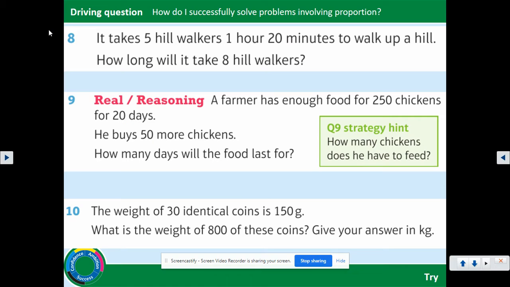Number 9 is tricky, so don't worry. If you're really stuck with number 9, don't worry too much. We will go through the solution, but please try your best. Look at the hint from the question and then have a go at number 10 as well, okay? And play the video when you're ready to go through the solution. And calculators can be used for these questions.